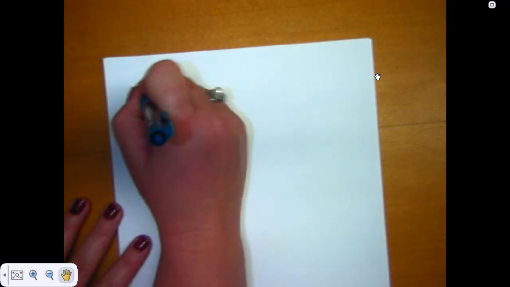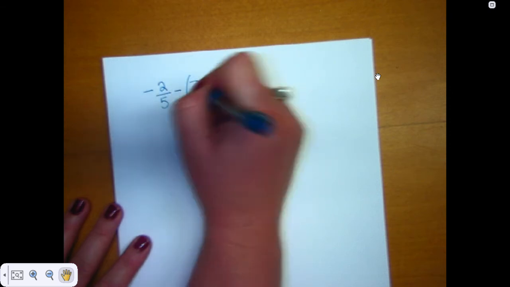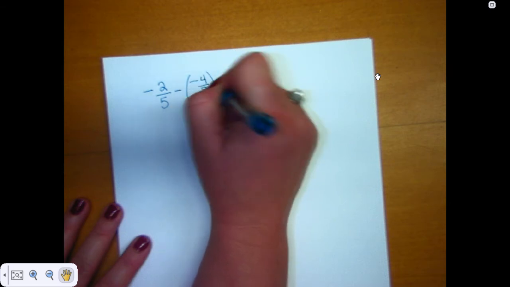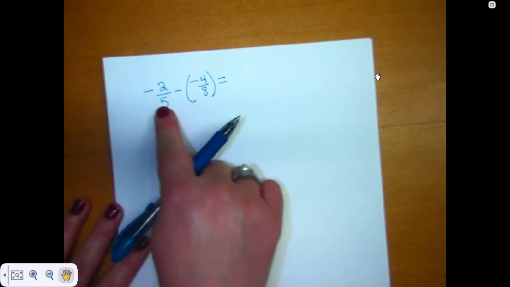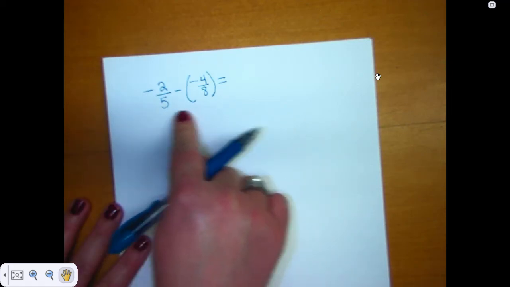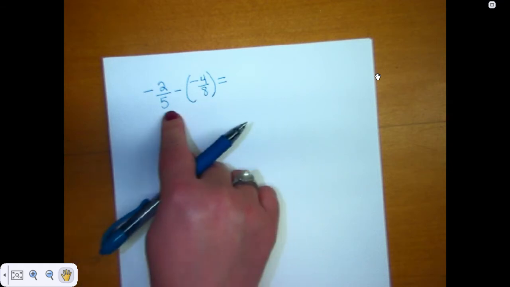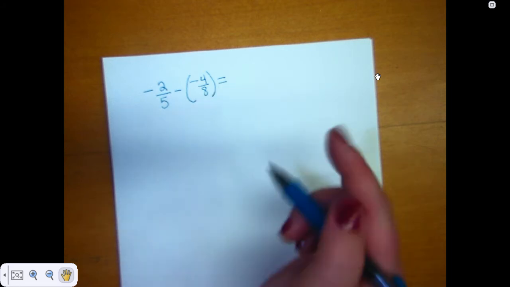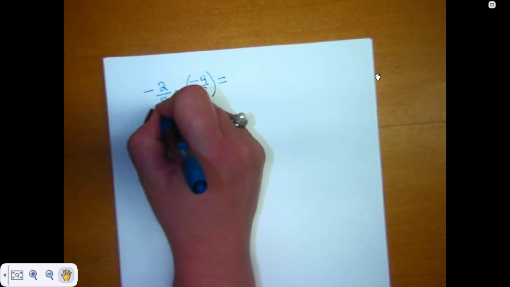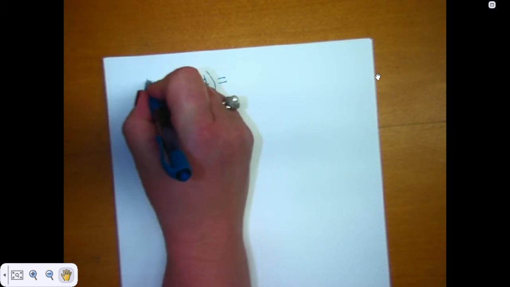This time let's do negative 2/5 minus negative 4/8. The first thing I do is check my denominators. They are not the same, so I have to find a common denominator. Okay, we can list our multiples out, or we can just multiply the two bottom, and 5 times 8 is 40, so that could absolutely be our denominator. So how do I get from 5 to 40? I multiply it times 8. Whatever you do to the bottom, you have to do to the top.